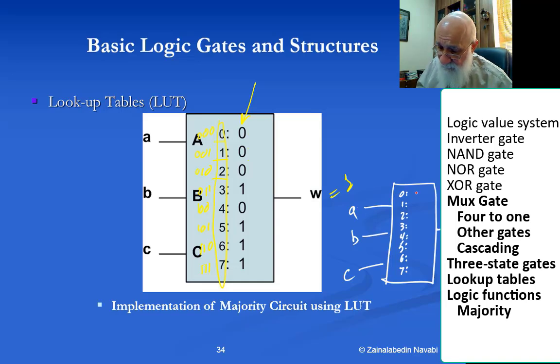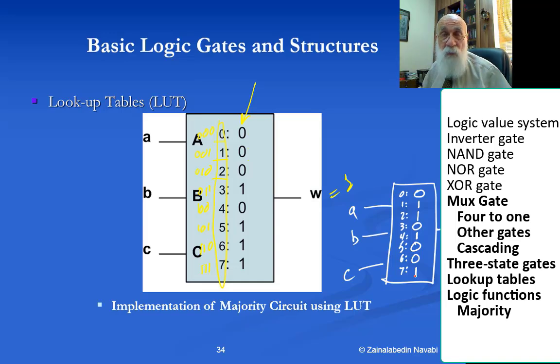Okay, 0, 0, 0, the output is 0. 0, 0, 1, odd. 0, 1, 0, odd. 0, 1, 1, 2 ones is even. 1, 0, 0, odd. 1, 0, 1, 2 ones is even. 1, 1, 0, 2 ones is even. 1, 1, 1, odd, and therefore this is a 1. Okay, so I have programmed my lookup table to function as an XOR.